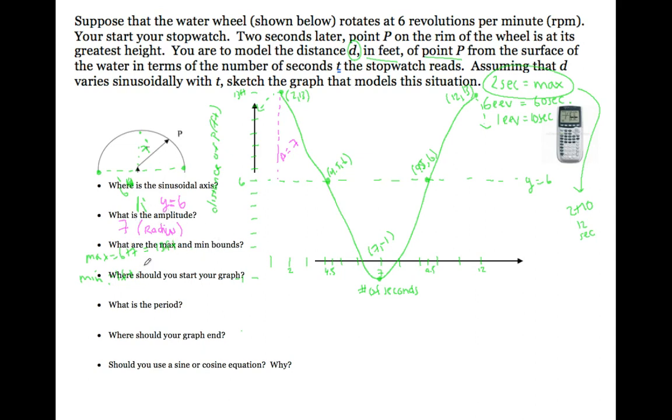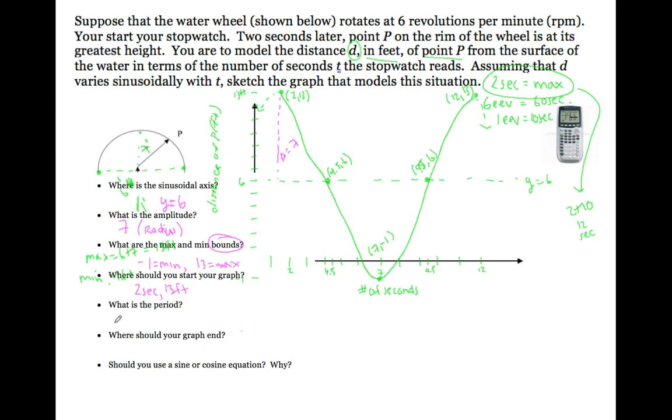What are the maximum and minimum? What are the bounds of it, right? So it's going to go from -1 as the minimum to 13 as the maximum. Where should you start your graph, right? I'm going to start it at the first piece of information I knew. So 2 seconds, we knew that it reached 13 feet. I'm not going to start it at 0. After I read an equation, I'll be able to figure that out. But I don't know that yet.